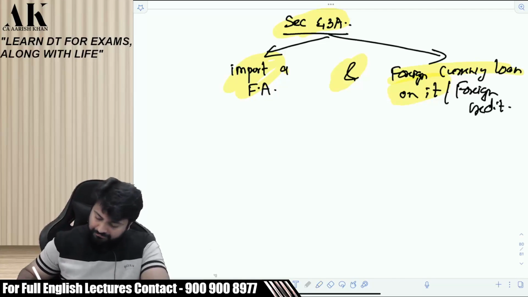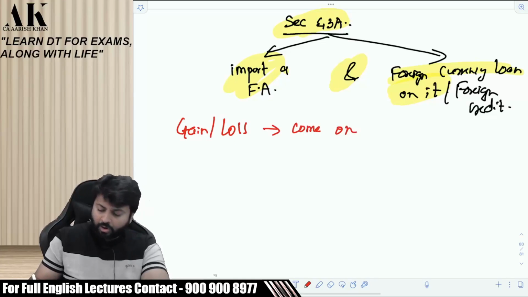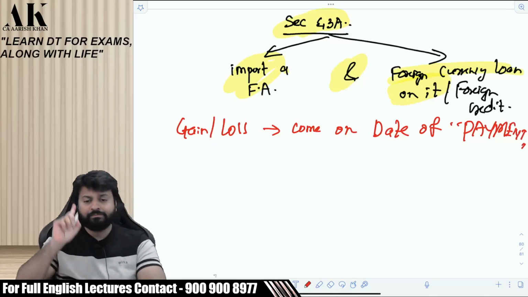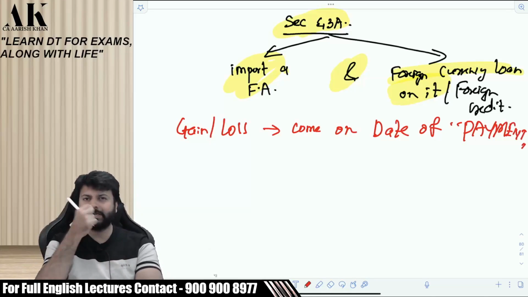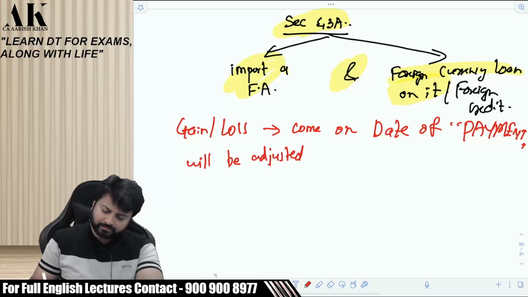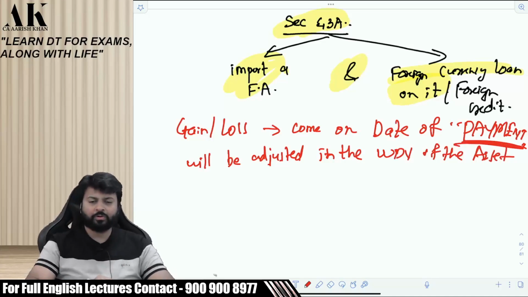So now, whatever gain or loss will come on the date of, listen carefully, payment. Date of what? Payment, not on 31st March balance sheet date. On the date of actual payment, it will be adjusted in the WDV of the asset. But when? On the date of payment. I am explaining you with an example, don't worry. Okay.